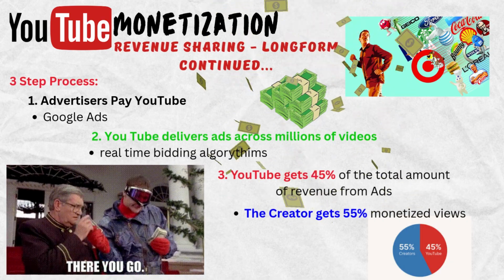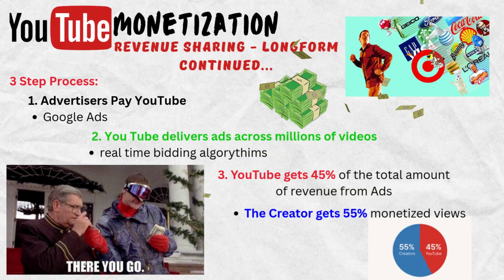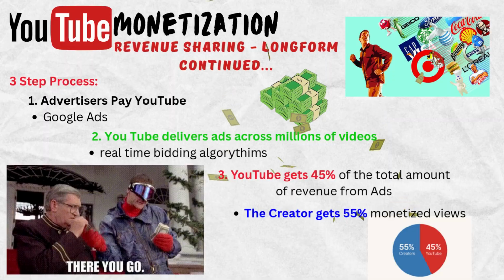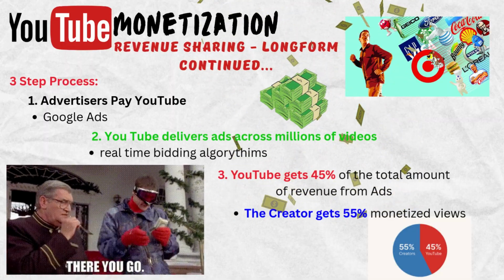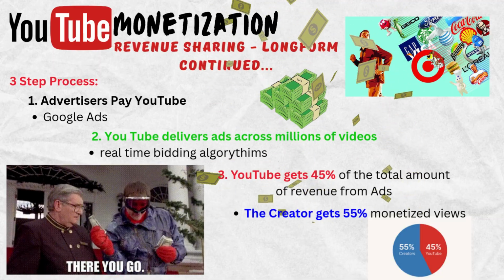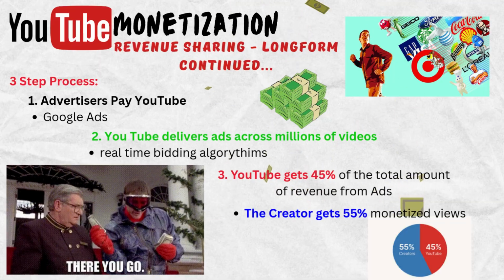This is a 3-step process. So in order for the YouTube and content creator to get paid, advertisers pay YouTube, step 1. Step 2, YouTube delivers ads across millions of videos in real-time bidding algorithms. And step 3, YouTube gets 45% of the total ad revenue, while the creator gets 55% of the monetized views.